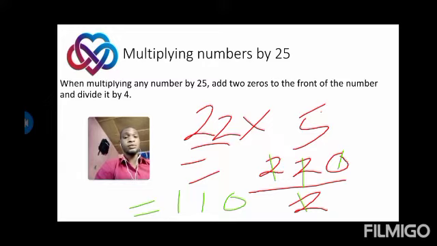So the law was simple: when multiplying a number by 5, if you add 0 to the back of the number, it means multiplying the number by 10, then we divide everything by 2. So our major focus right now is multiplying numbers by 25. The law is, when multiplying any number by 25, add 2 zeros to the back of the number and divide it by 4.